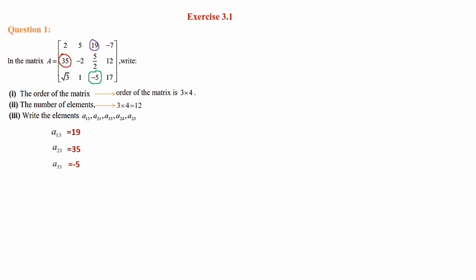Next we'll be going for A24. A24 means second row fourth element. Second row fourth element is this one, 12. So the answer for A24 is 12. Finally we are asked to write A23. A23 is second row third element. Second row third element is this one, 5 by 2. So we will be writing the answer A23 is equal to 5 by 2.